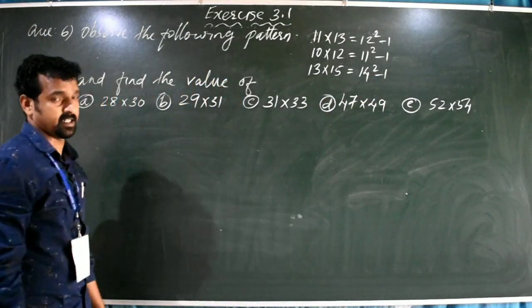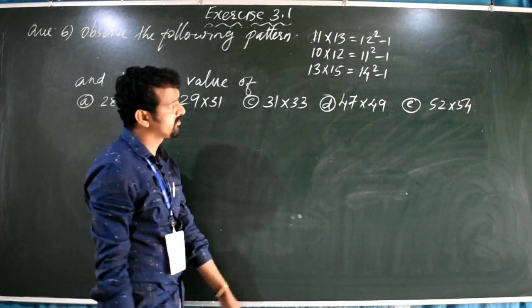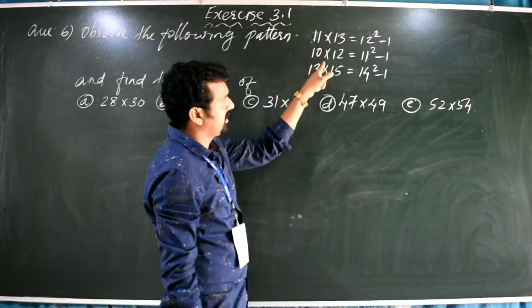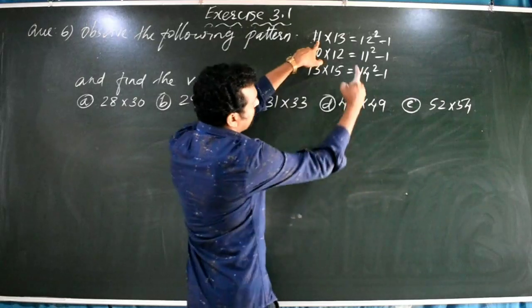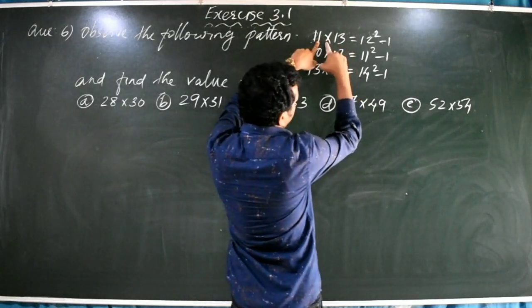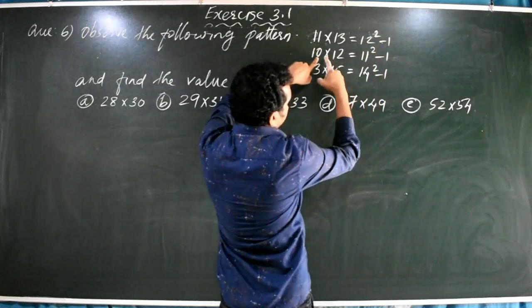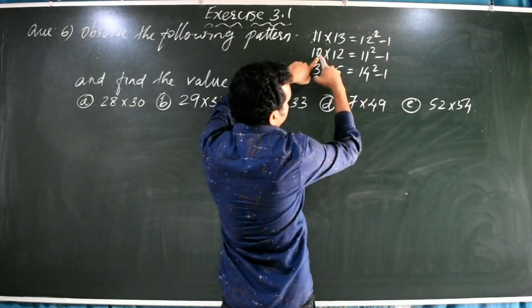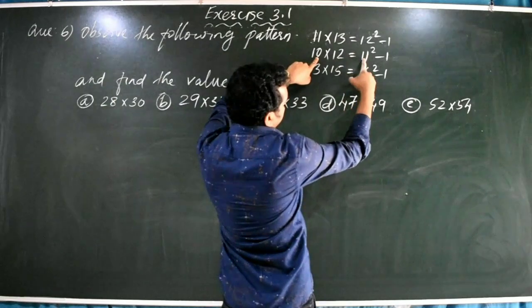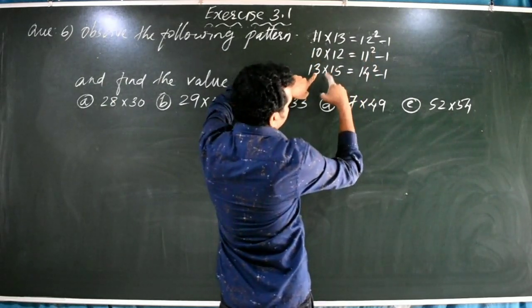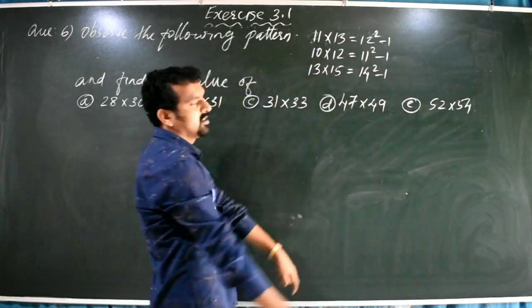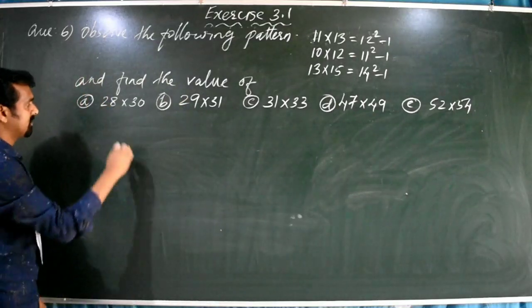Just observe that pattern. Did you understand anything? Easily we can identify that in 11 into 13, in between there is one number. Which number is that? 12. 12 square minus 1. 10 into 12: between 10 and 12 which number is there? 11. 11 square. 13, 14, 15: 14 square minus 1. In that same way we can find out the others also.